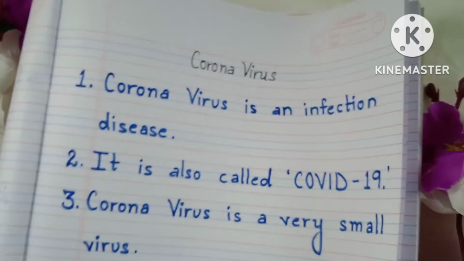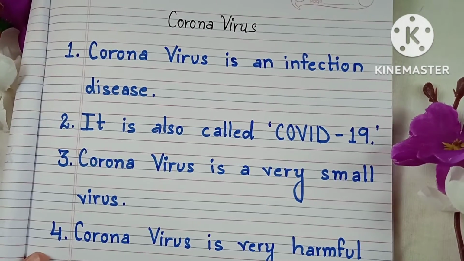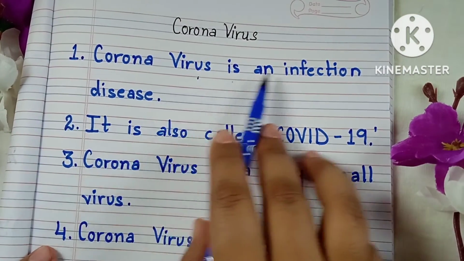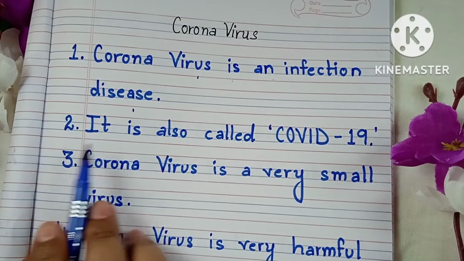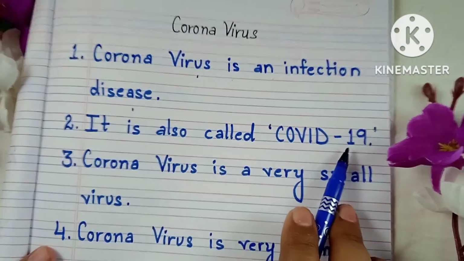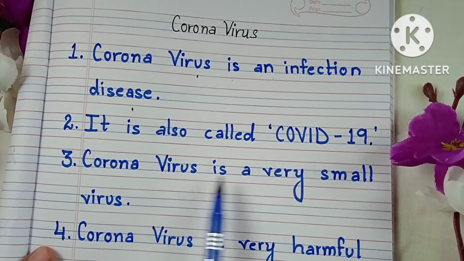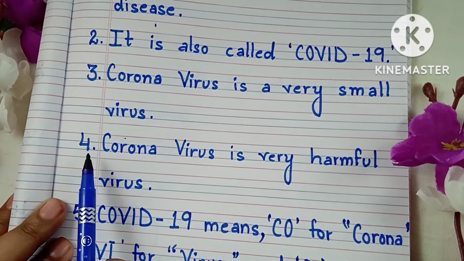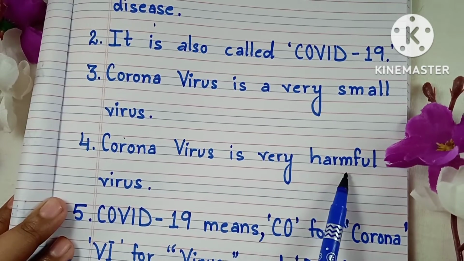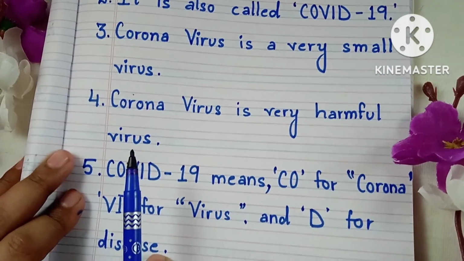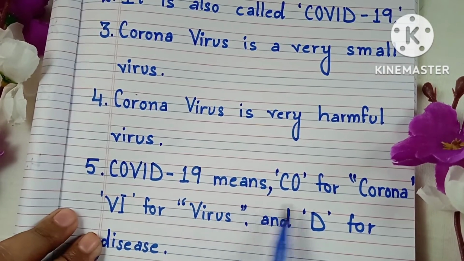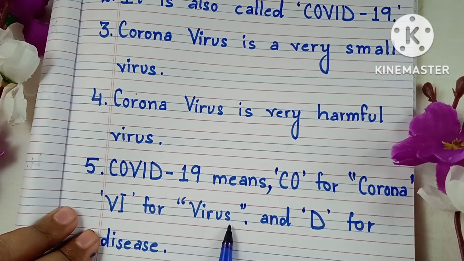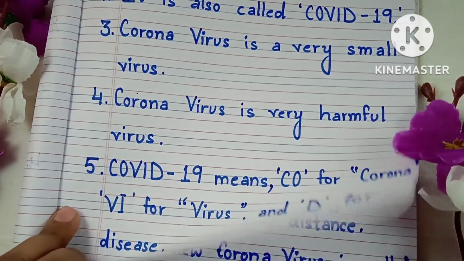So let's read. Number 1, coronavirus is an infection disease. Number 2, it is also called COVID-19. Number 3, coronavirus is a very small virus. Number 4, coronavirus is a very harmful virus. Number 5, COVID-19 means Co for Corona, V for Virus, and D for Disease.